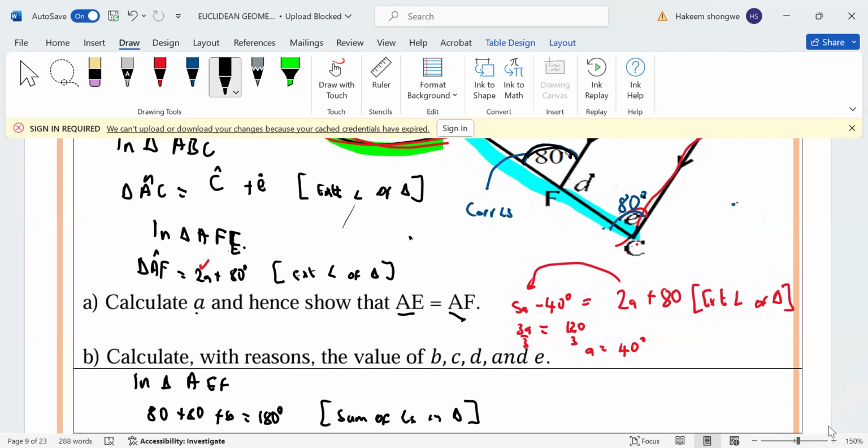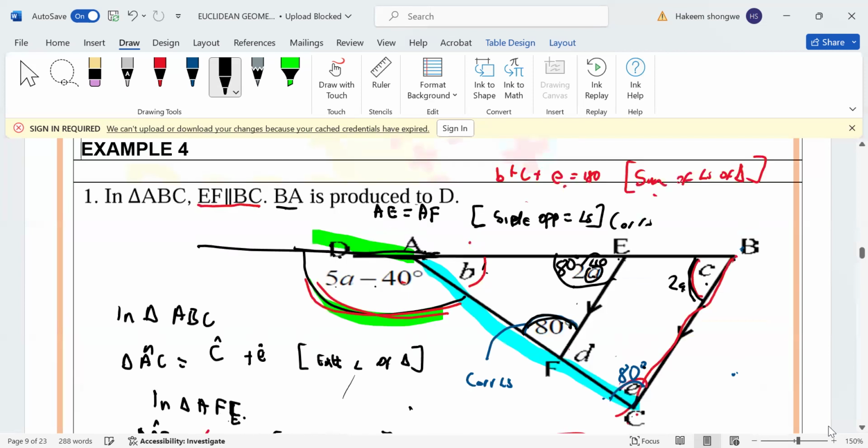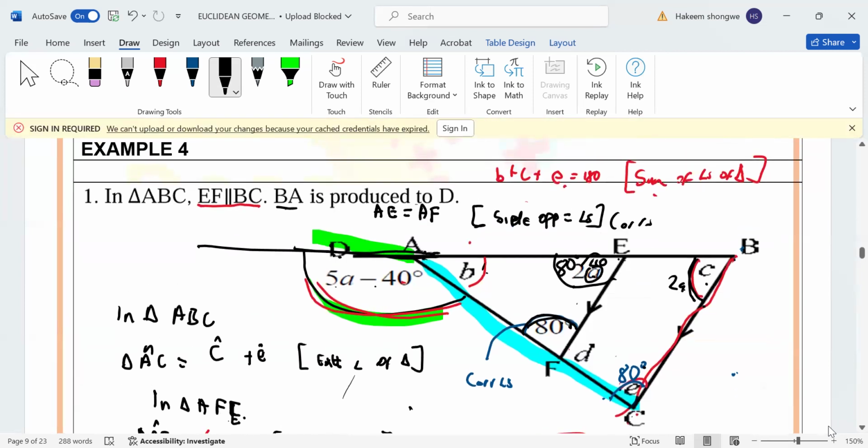Therefore, what's going to be B then? It's going to be 80 plus 80 is 160. And then 180 minus 160 says B is going to be equal to 20. Statement and reasoning, remember. We found B, we go and update our diagram. As soon as we find B, update our diagram.